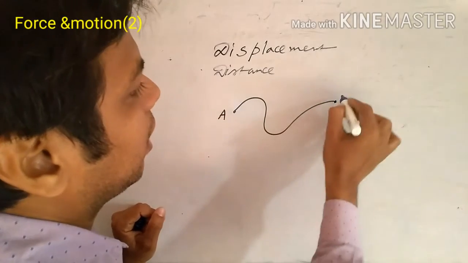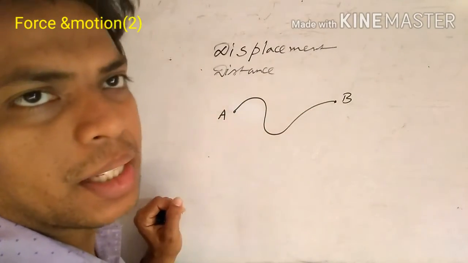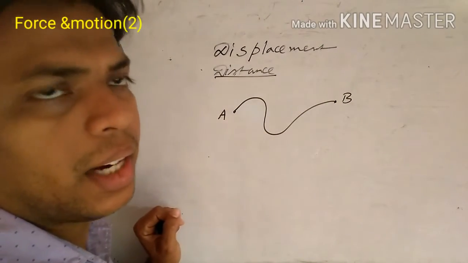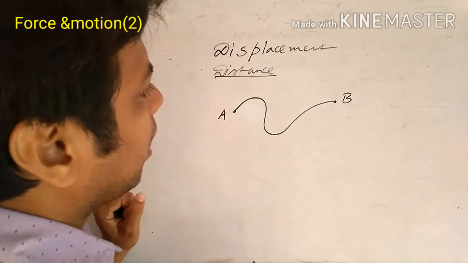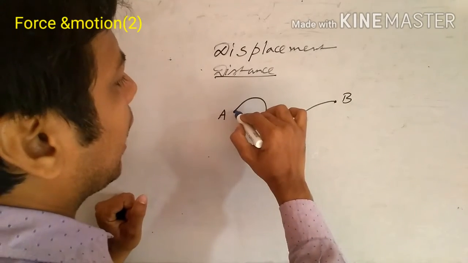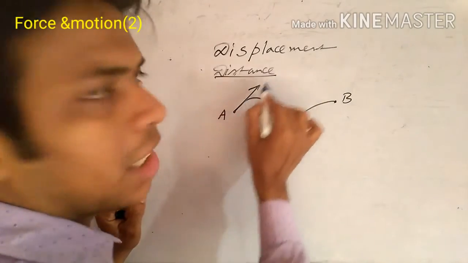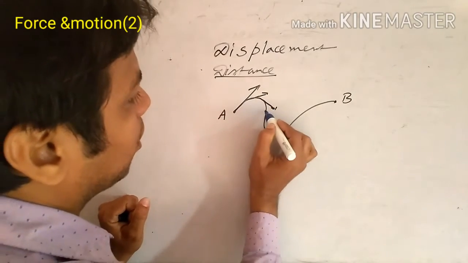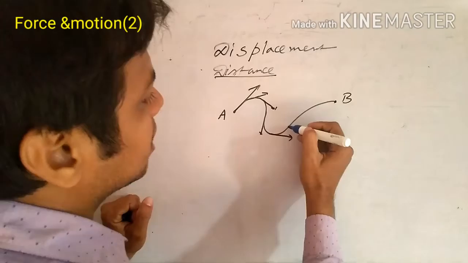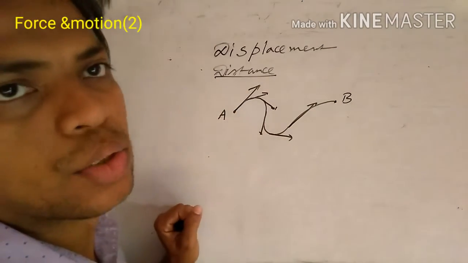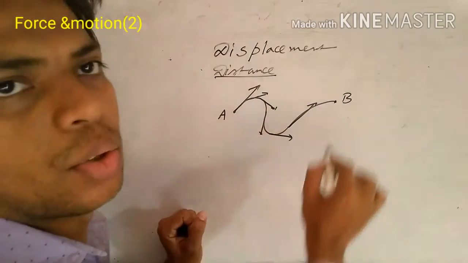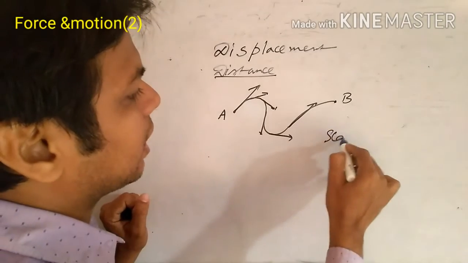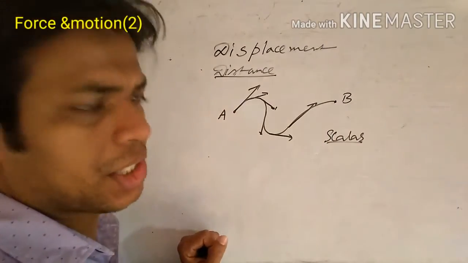So it ultimately goes to the point B. So the total path is the distance covered by that object. So at every point to point, the direction is continuously changing. So the distance, the path, has no specific direction throughout the total path of the object. So the distance is a scalar quantity as it has no specific direction.